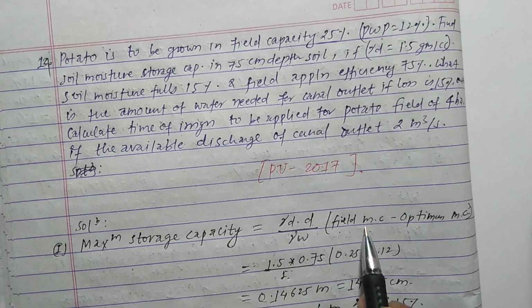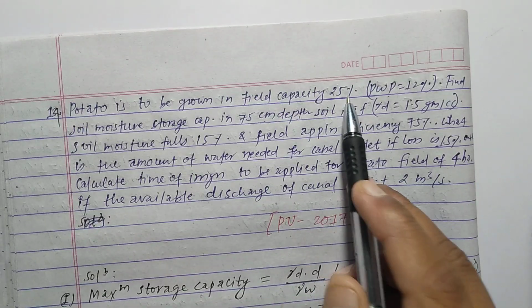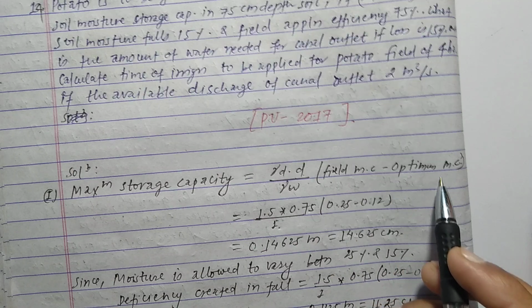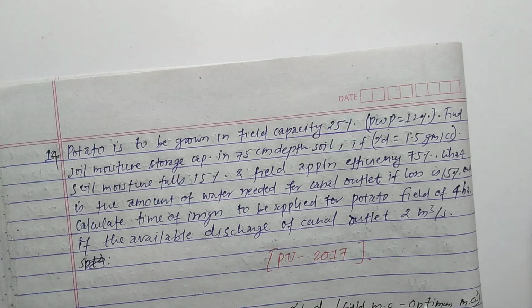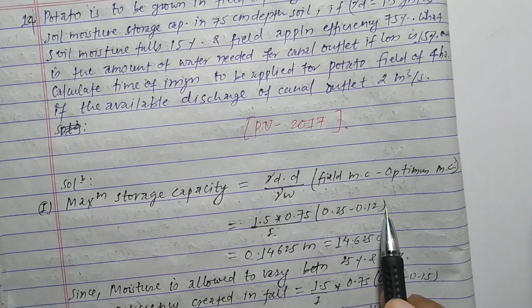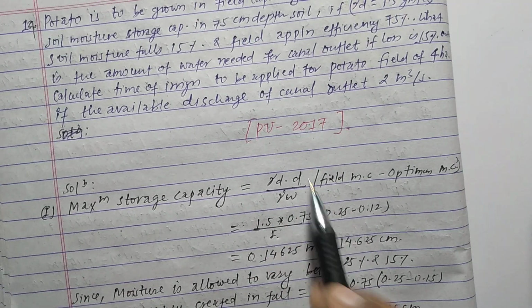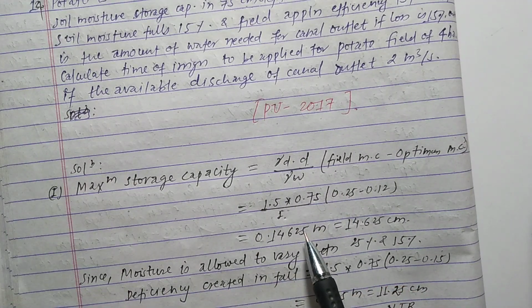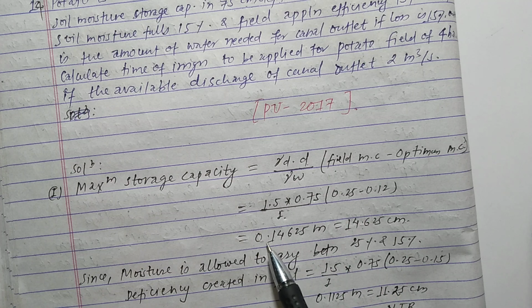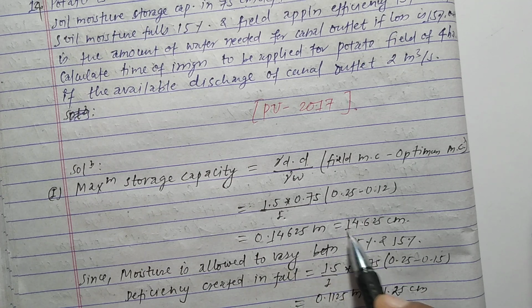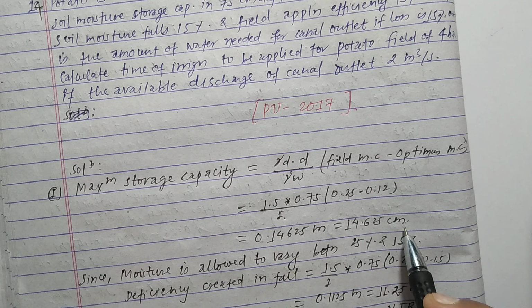You can see in the question, field moisture content is 25%, means 0.25, minus optimum moisture content. Optimum moisture content is given in the question, that is PWP is 12%, means 0.12. So all these values are given in the question. After calculating this value, we get moisture maximum storage capacity equal to 0.14625 meter, or in cm, 14.625 cm.